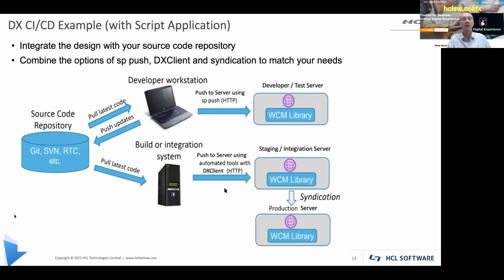repository. And then you can have a pipeline that pulls the latest code, maybe does some testing around that, and then puts it into a staging and integration server where more people can try it out. And once everything is done, you could use syndication again to get it up to your production server.